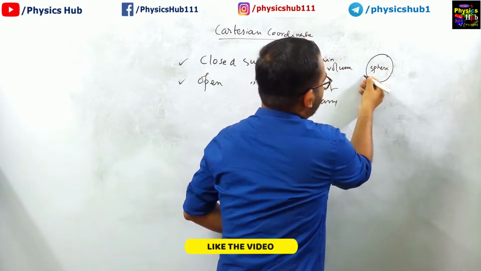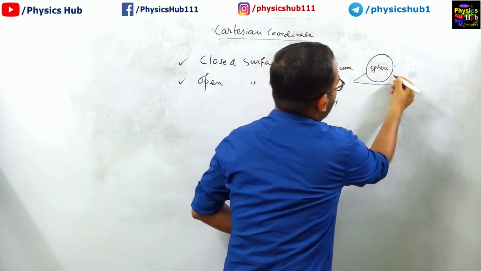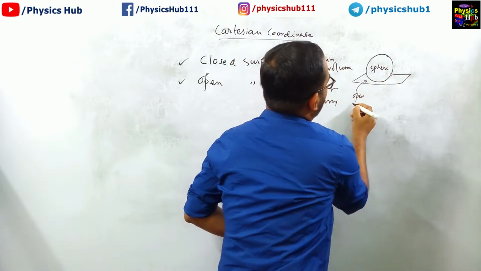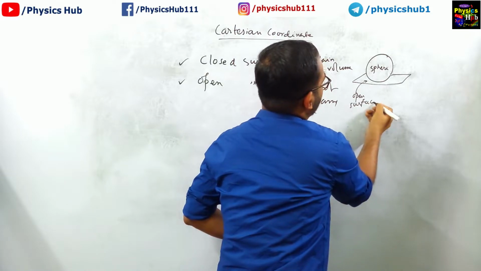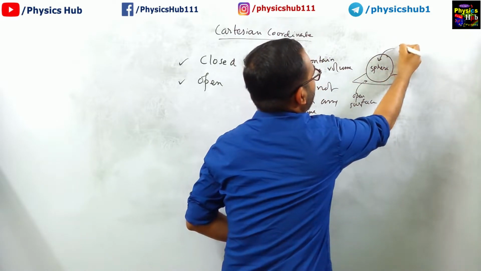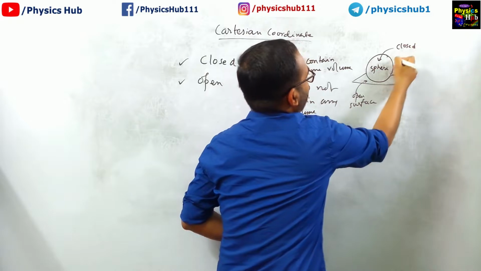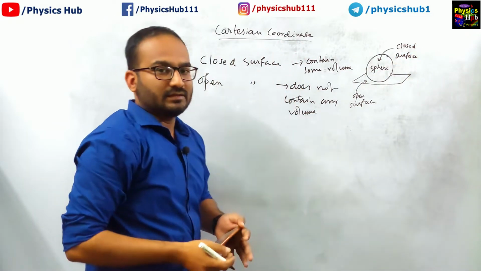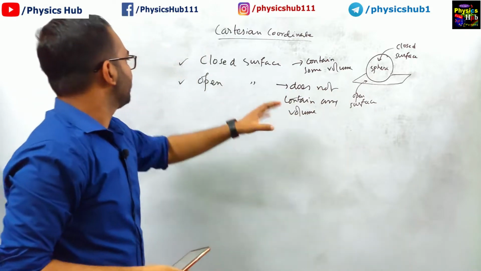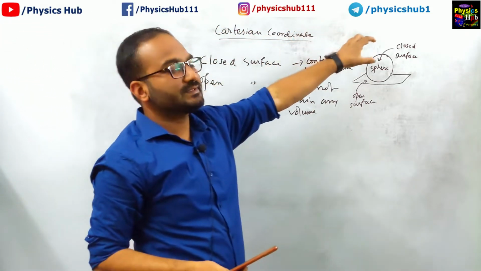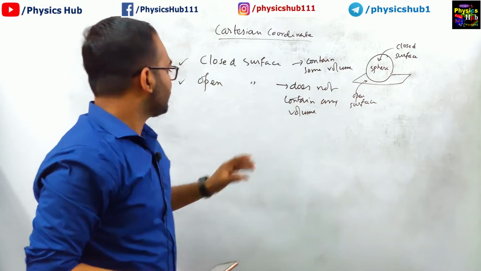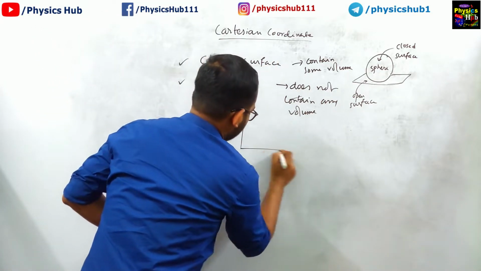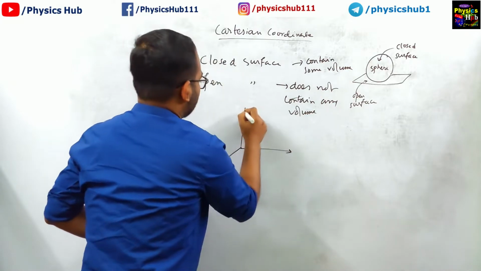Let us say the sphere is resting on a plane, then this plane is your open surface. It does not have any volume, but the sphere has some finite volume, that is why it is the closed surface. Now there are certain rules to find out the surface element for the closed surface and for the open surface. Let us consider the closed surface. Let us take a cube. That is the easiest example we can take for the closed surface.